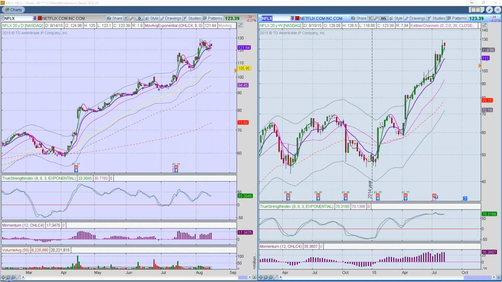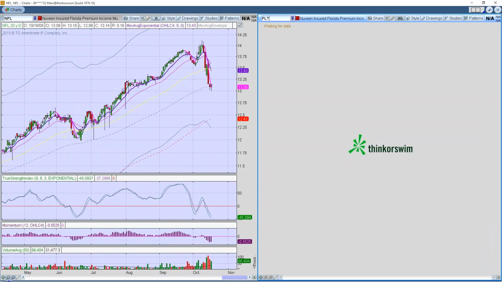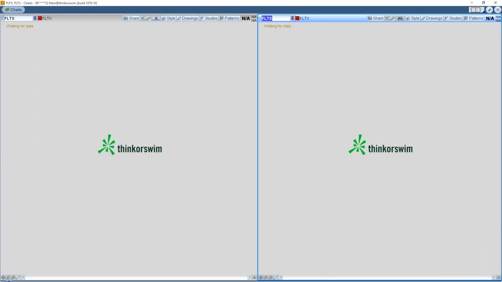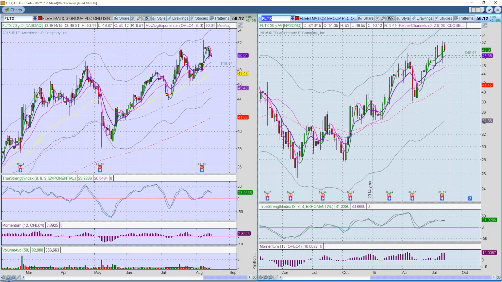Okay, we covered LCI. FLTX. Right now, we're going to just treat it like it's in a pullback, in a nice little uptrend. We may get a retest back down to a 49.24ish level or approximately 49.50 level, which it's in the process of doing. Looks like it wants to turn over a little bit.